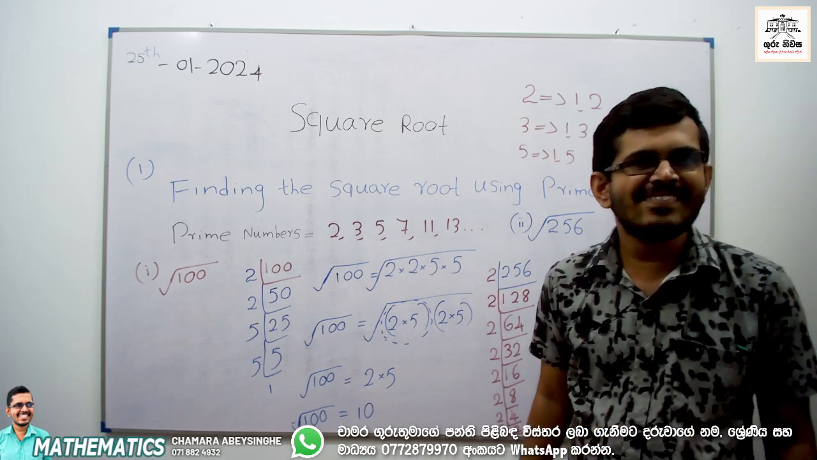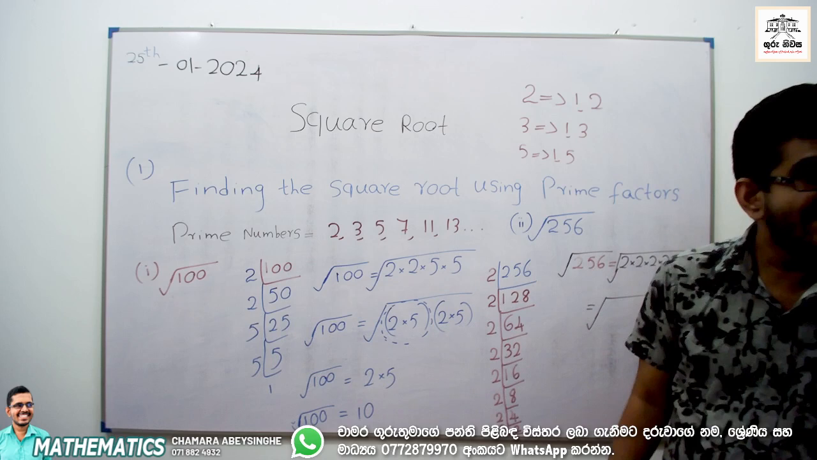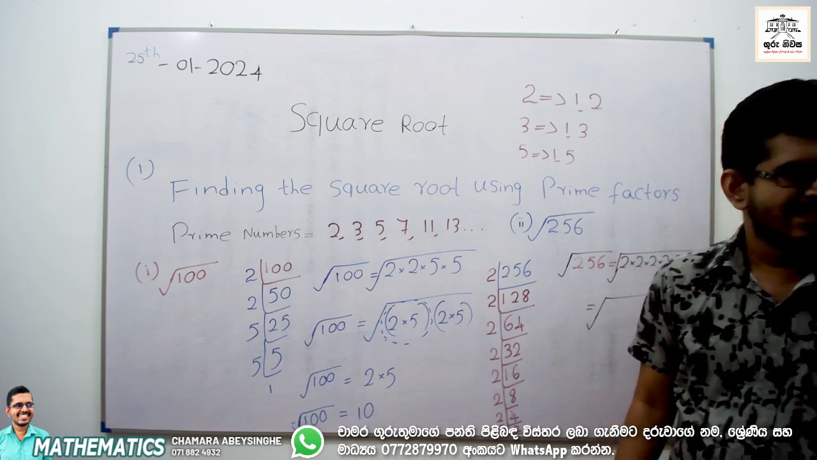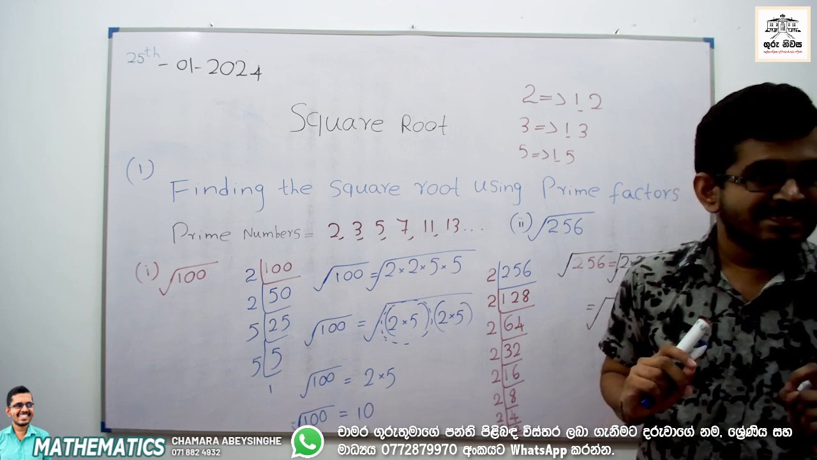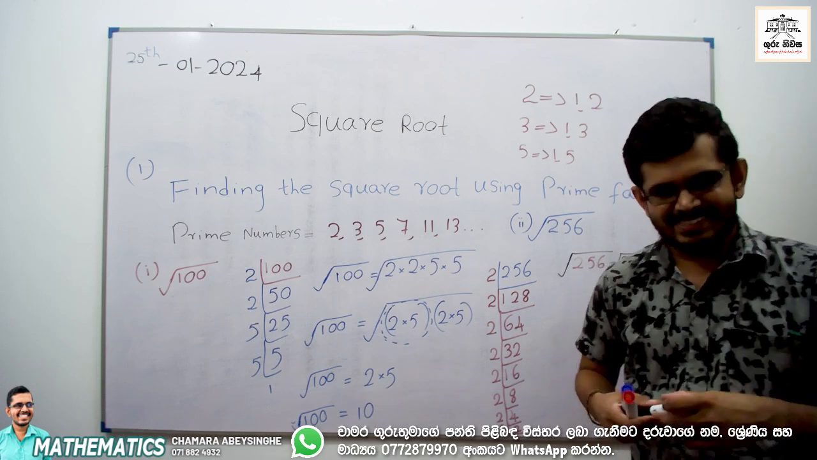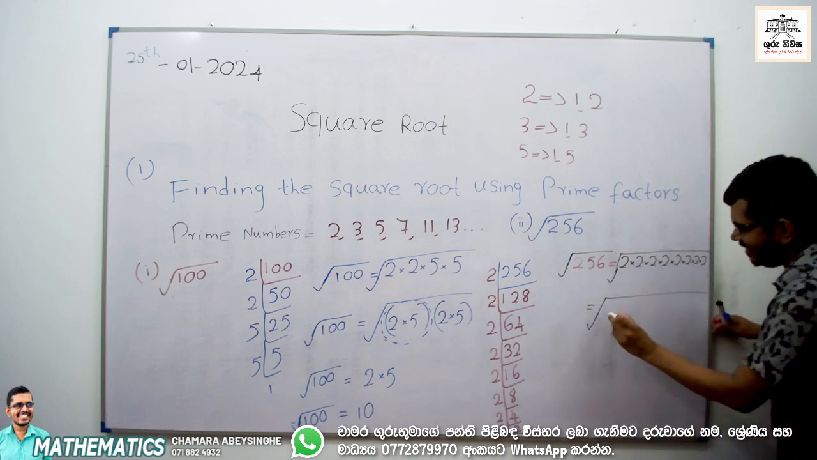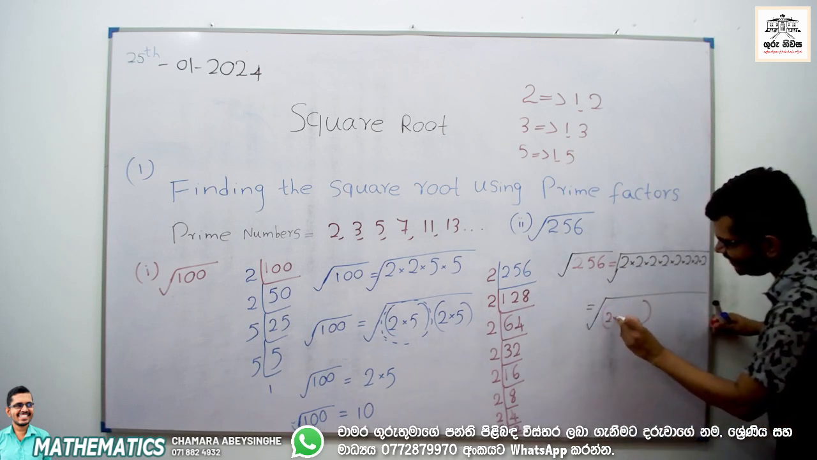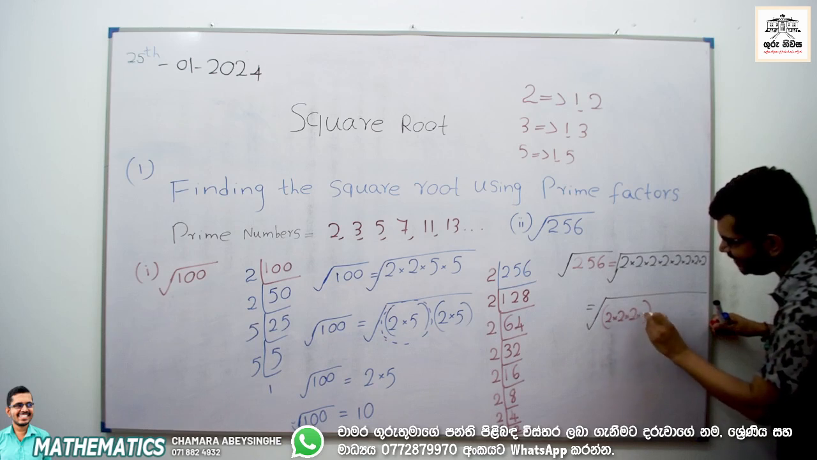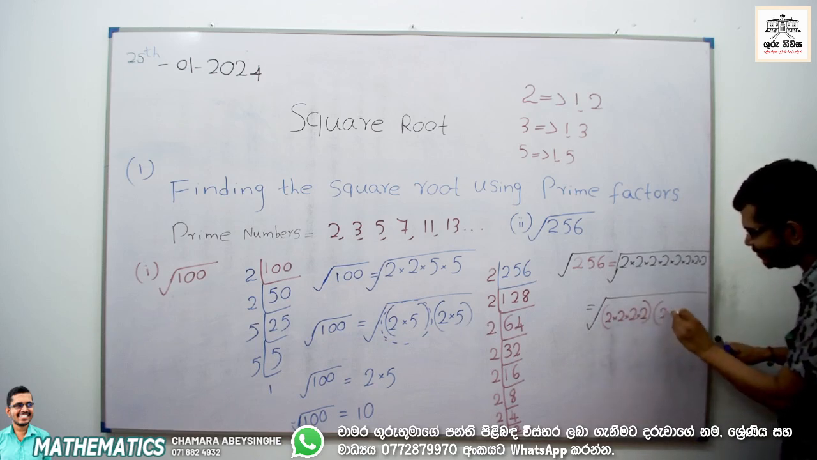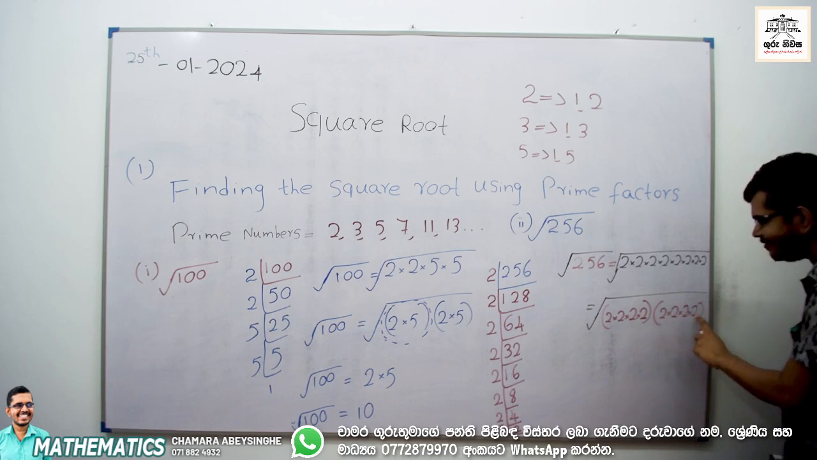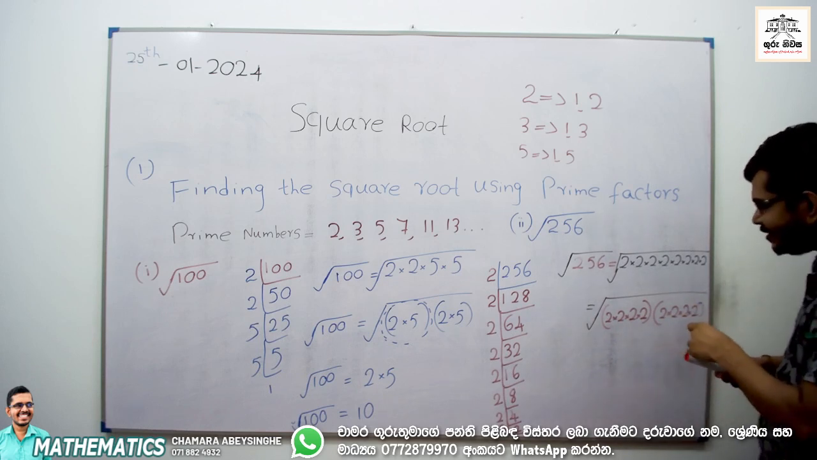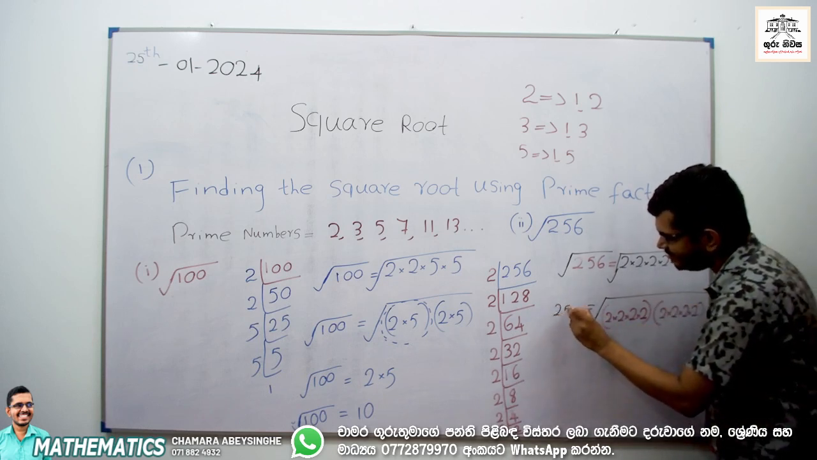Yes, student, how many 2s in one group? There are 8 in total. In one group, how many 2s? 4, yes. There are 4. We can get 2 multiply 2 multiply 2 multiply 2, and also 2 multiply 2 multiply 2 multiply 2. 1, 2, 3, 4 and 1, 2, 3, 4.